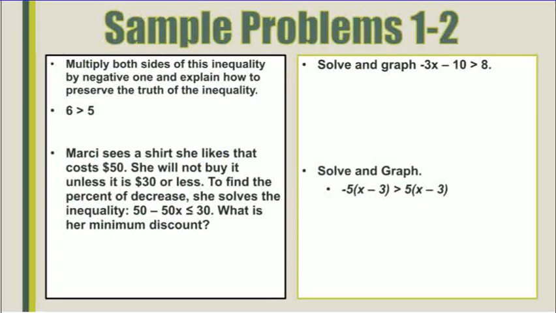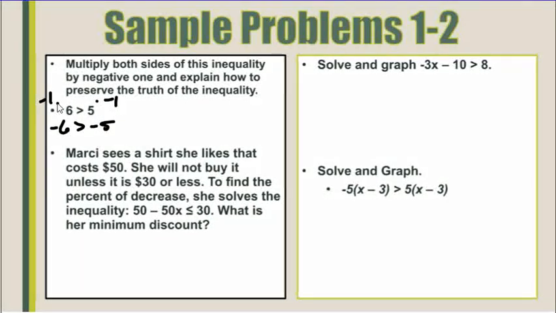So let's take a look at an example here. It says multiply both sides of this inequality by -1 and explain how to preserve the truth of the inequality. So right now it says 6 is greater than 5. If I multiply both sides by a -1, now I have a -6 is greater than a -5.